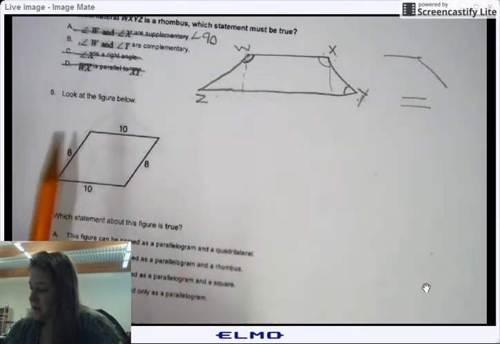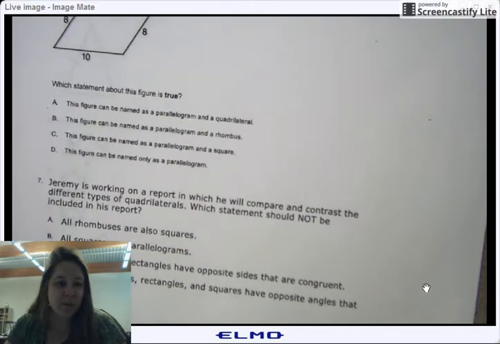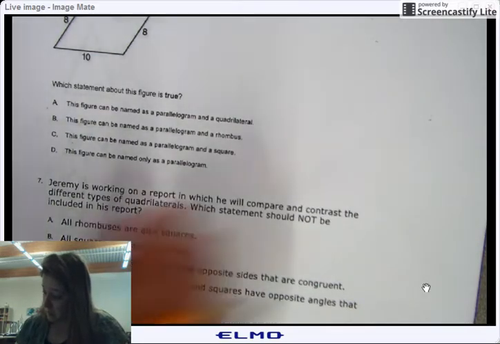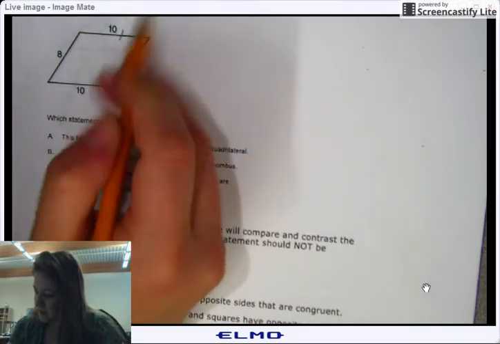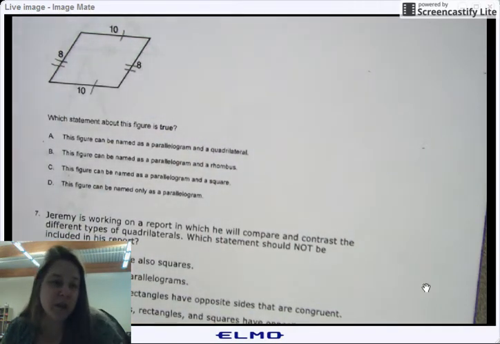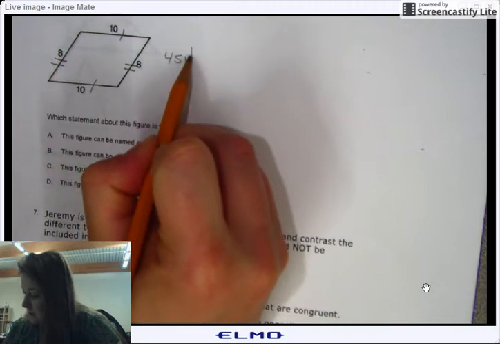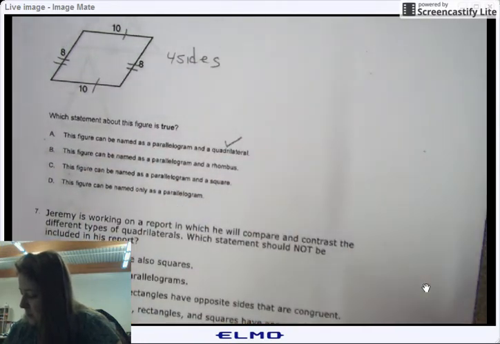Oh, question number 6. Look at the figure below. Which statement about this figure is true? Oh, before I even look at it, this one looks like this. Okay, that looks like a trapezoid there. This figure can be named as a parallelogram and a quadrilateral. Well, it has 4 sides. So I agree with the quadrilateral.